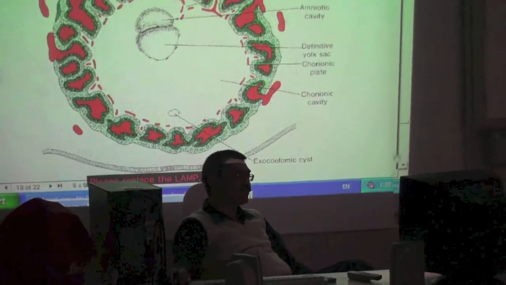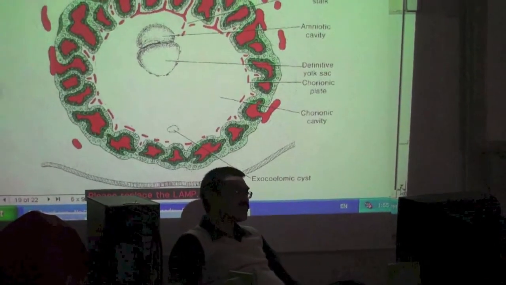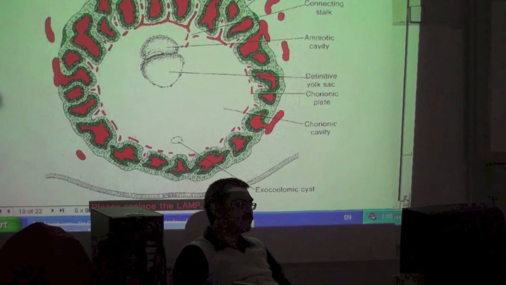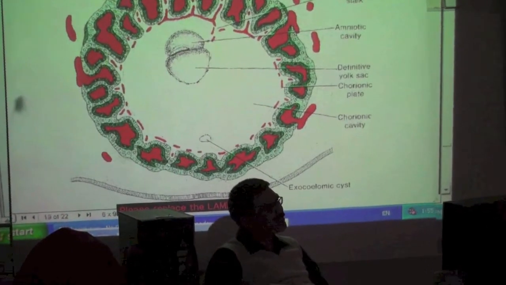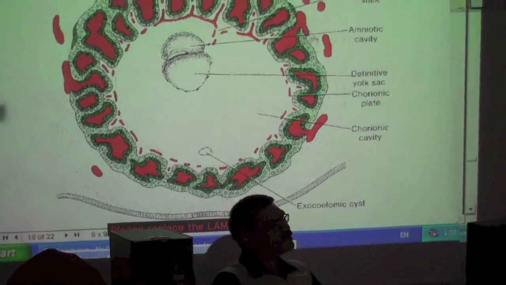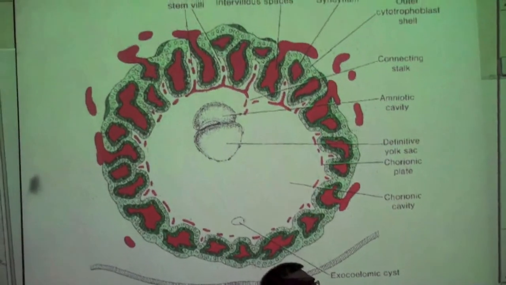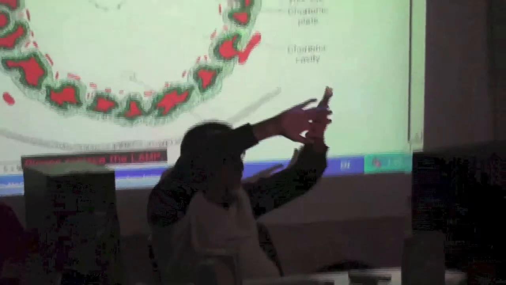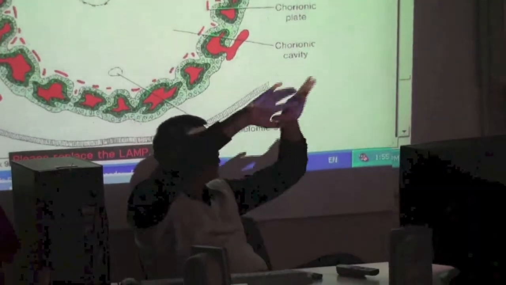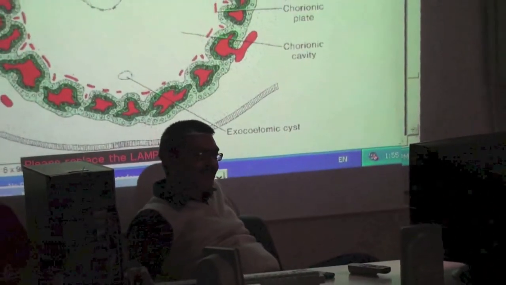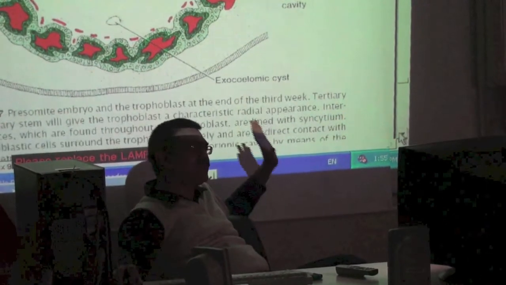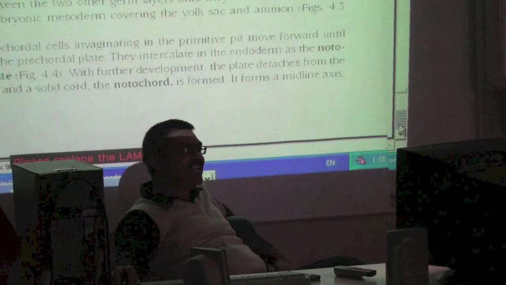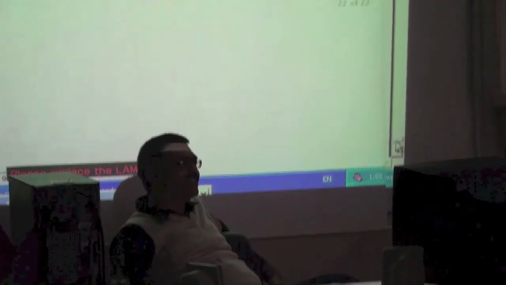The outer mass of the chorion is cytotrophoblast. You can see cytotrophoblast all over. Completely, this whole conceptus is actually outside, surrounded by cytotrophoblast. So that is towards the end of the first trimester. So this ends this week.